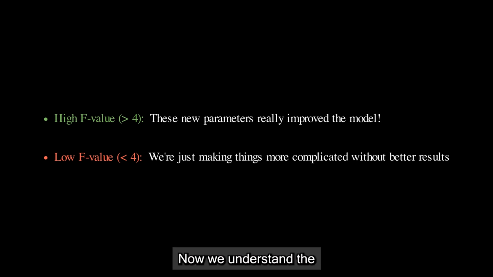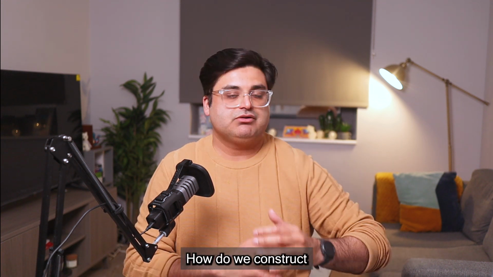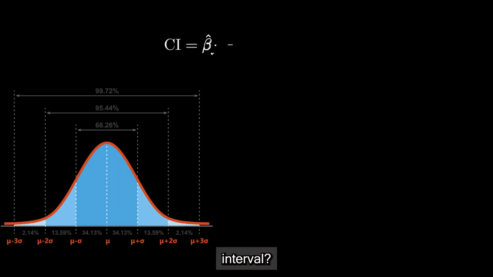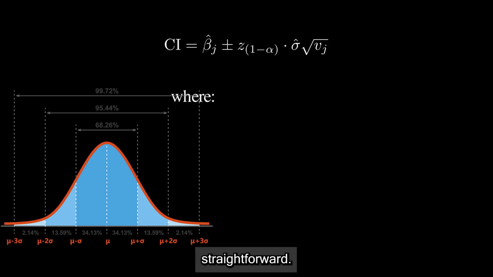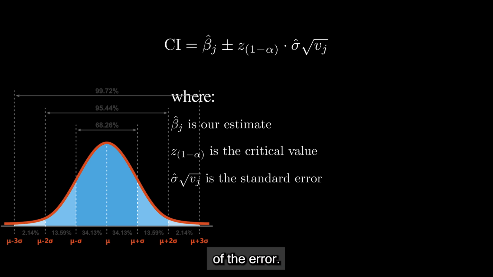Now we understand the significance test and the hypothesis testing. How do we construct the confidence interval? The confidence intervals for individual coefficients are relatively straightforward. We take our estimate plus or minus a multiple of the standard error.